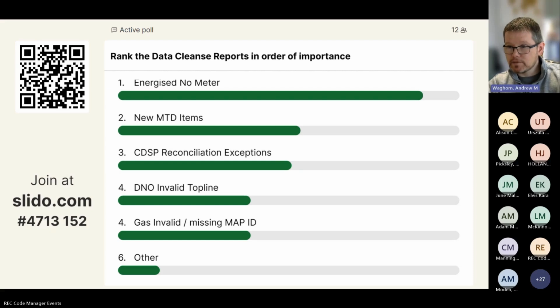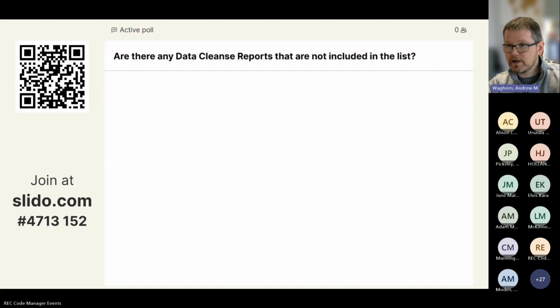Interesting to see. Is anybody? And nobody has captured. Although we've got other, but I think that's because we force you to put them in order. So you would have had to put other at the bottom if you didn't otherwise vote. But I don't think we've had any free text answers on the other, have we? No, not so far. No free text answers. Yeah. So nobody's finding anything else.